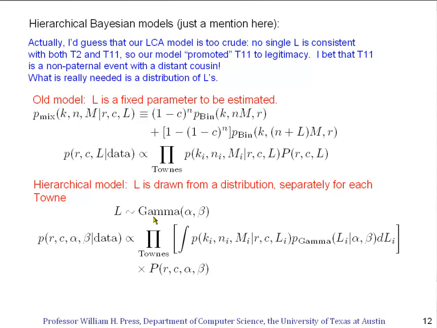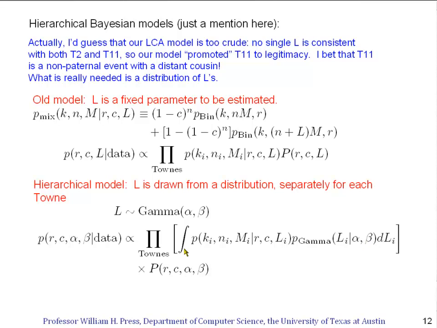The value of L is drawn from some distribution, perhaps a gamma distribution, that has just a couple of parameters, alpha and beta. And then the probability of all the parameters, including alpha and beta, the parameters of the gamma function, given the data, are, as before, a product over all of the towns in the usual way. Now each town is given his own value of Li, but that value of Li occurs only with the probability of its own distribution up here. So we get the gamma probability of Li given the parameters alpha and beta.